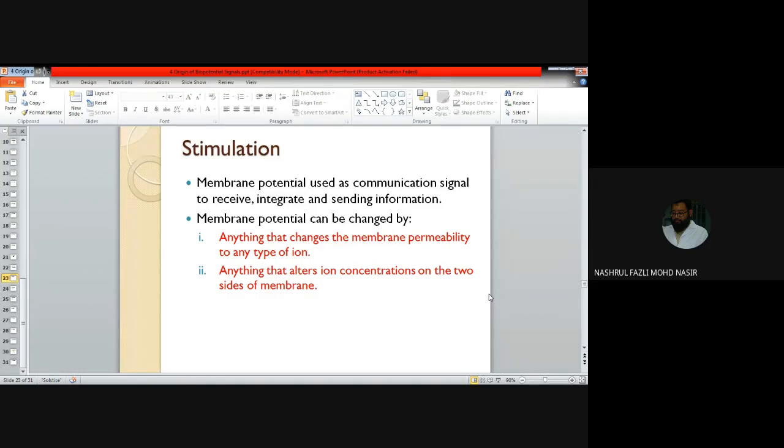So this potential can be changed. Anything that changes the membrane permeability: if you disturb the membrane permeability, let's say you don't want to receive sodium, but you change it, you may receive more sodium. And then anything that alters ion concentration on the two sides of the membrane: if sodium is higher on the other side, suddenly you can alter it to be higher inside. So these are the two things.